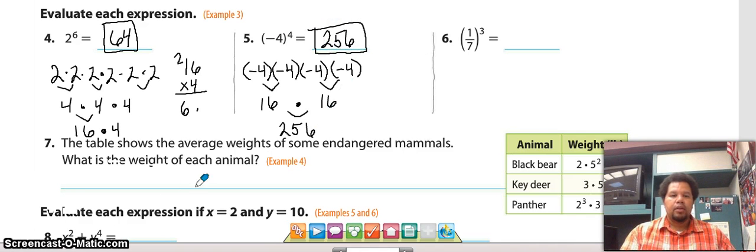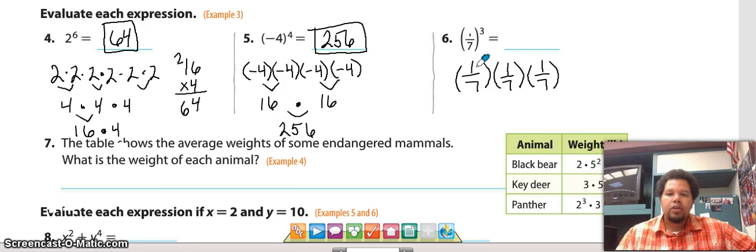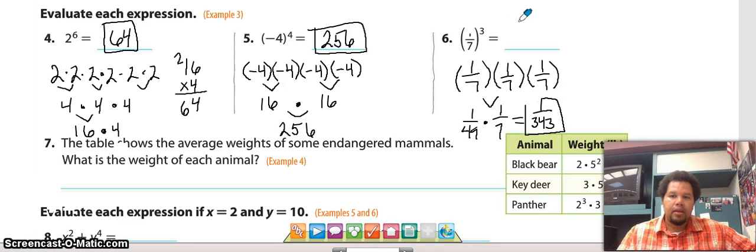Okay, the next one is a fraction raised to the 3rd power. So we are going to be multiplying just the fraction times itself 3 times. Remember, multiplying fractions, we multiply top number times the top number, bottom number times the bottom number. So here we start off with 1 over 49, because 1 times 1 is 1, 7 times 7 is 49, and then we're going to multiply 1 over 49 times 1 over 7, which is 1 over 343. Okay, so that's what our answer is right there, 1 over 343.